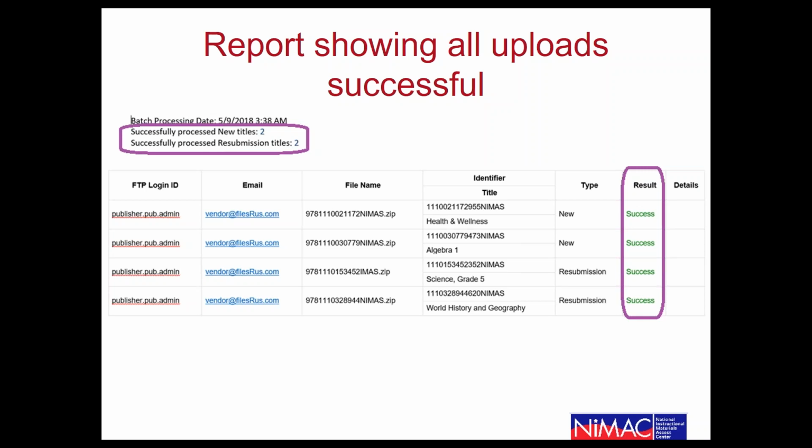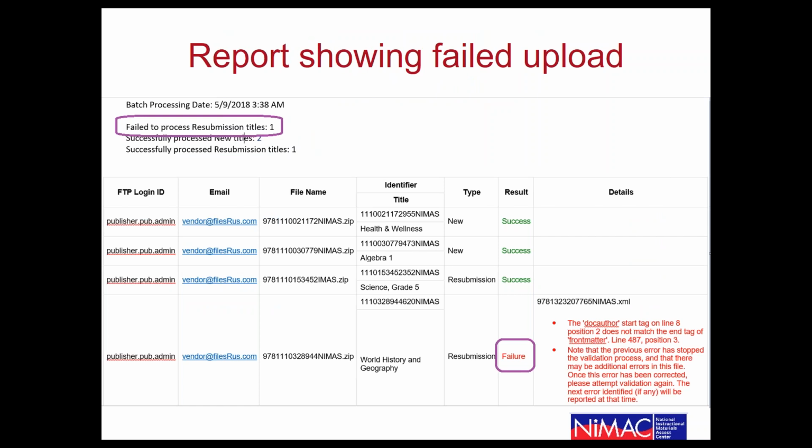Because as you'll see here, if the processing is successful, the details column is going to be empty. There's no error message. Here's an example where there was a file that failed upload. You see that failure is going to be at the top of your summary there, failed to process. And then under the details column, you can go down and see what has happened.